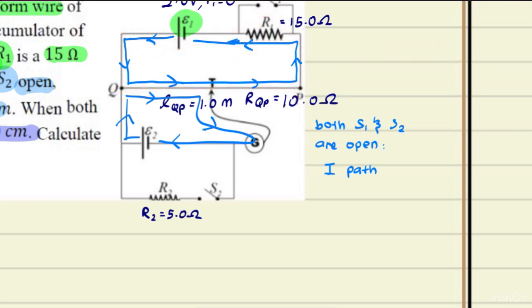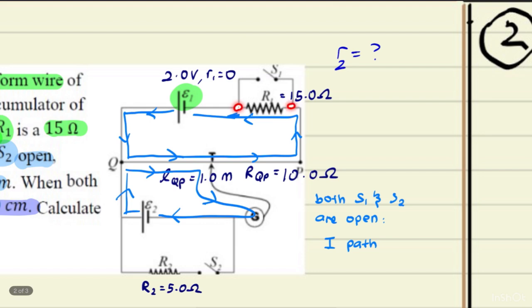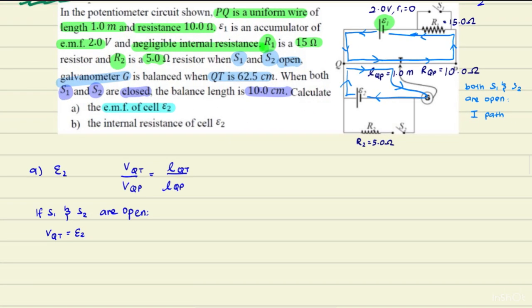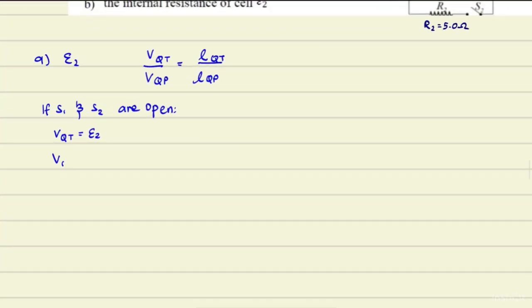So, kita terpaksa cari ratio of QP out of something of EMF 1. Sebab dia dalam series sudah dalam ni. Kenapa Miss cakap dalam series walaupun dia ada 3 kaki dekat sini? Sebab kita anggap ni kaki tidak exist pun. Sebab tiada current pun lalu sini. So, bila tiada current lalu sini, technically dalam series lah. So, kita kena guna potential divider. So, VQP akan sama dengan EMF 1.